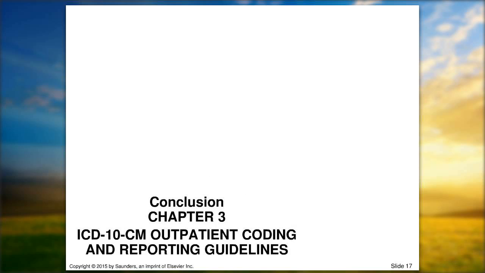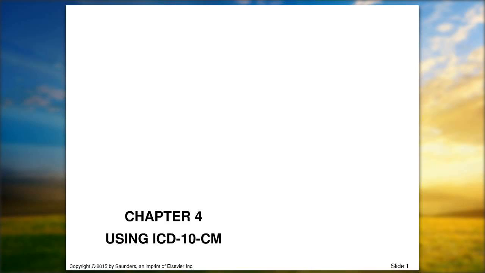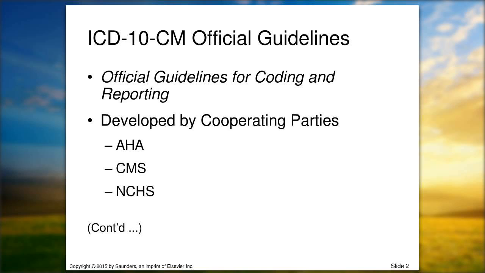Now we're going to move on to Chapter 4. Chapter 4 is all about using ICD-10. Chapter 4, page 77 in your step-by-step book. The organization of the guidelines in ICD-10.